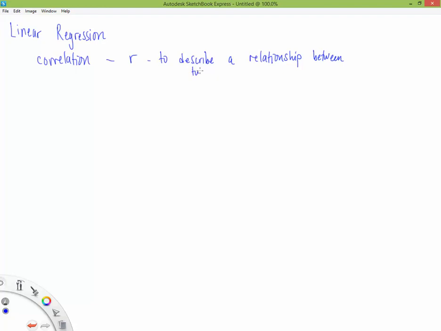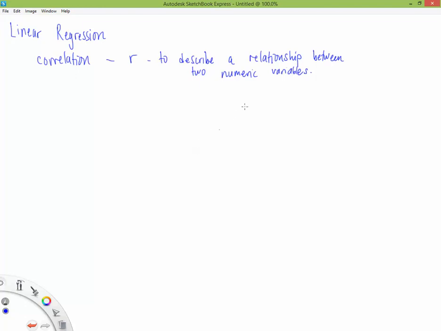If r is close to 1, it's strong. Or if r is close to -1, it's also strong. If r is positive, there's a positive relationship. If r is negative, it's a negative relationship. If r is close to 0, it's a weak relationship. Two numeric variables.